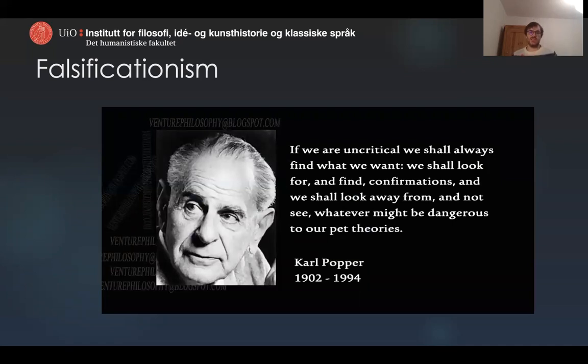Now, this idea certainly has some powerful appeal to it. Here is a quote from Karl Popper: if you're uncritical, we shall always find what we want. We shall look for and find confirmations, and look away from, not see, whatever might be dangerous to our pet theories. So the problem is, if you're trying to confirm your theories, you're trying to find evidence for your theory, and you tend to always find that in some way or other. That is indeed true, people do that, and it's known in psychology as the confirmation bias. The problem with looking for evidence for your theory is that it's all too easy to do in many cases.